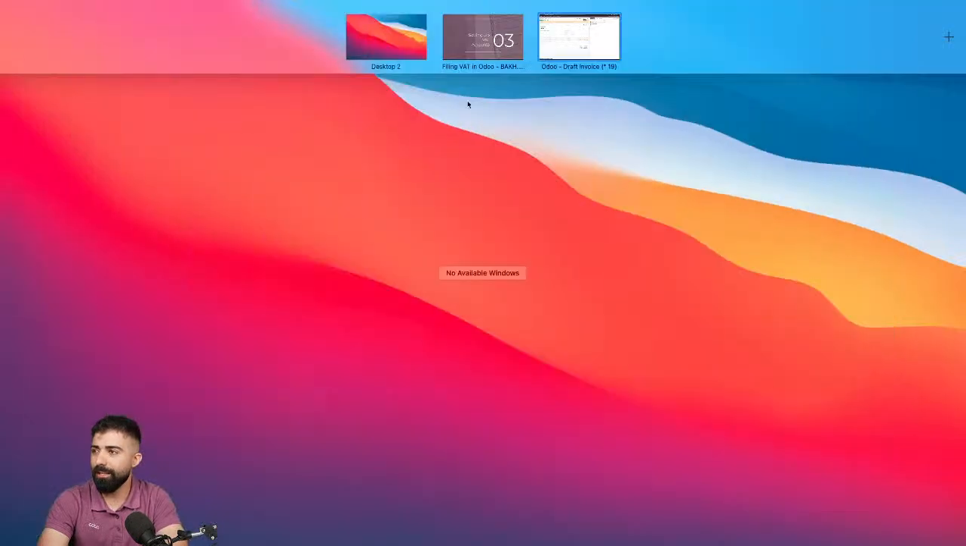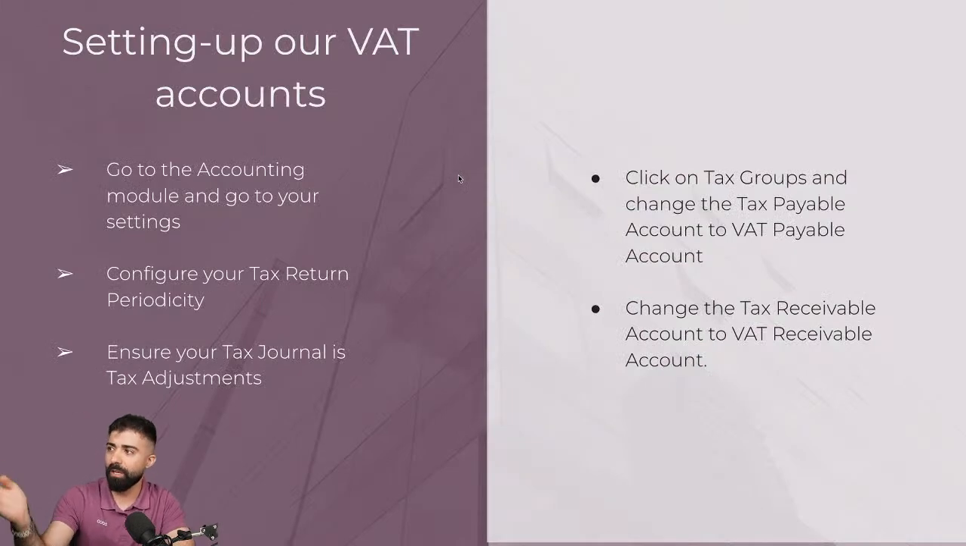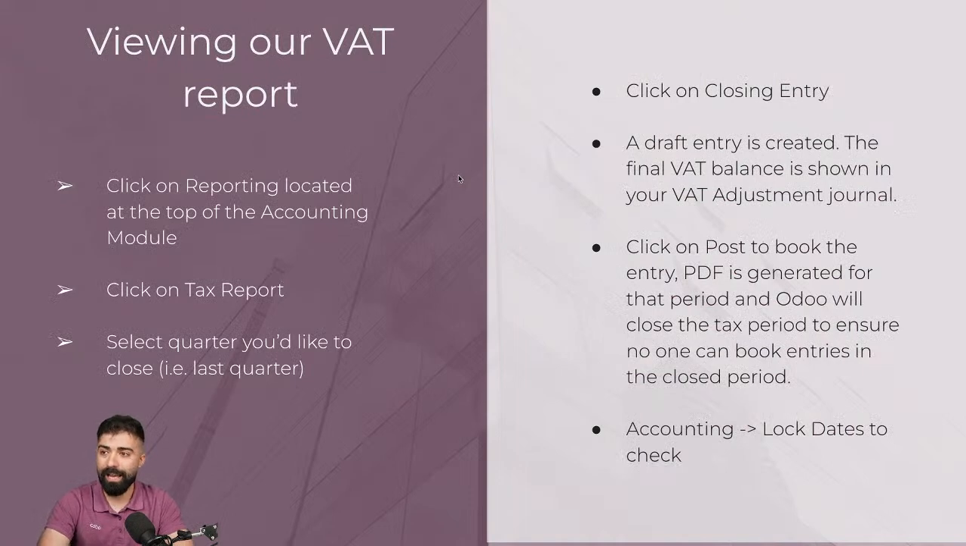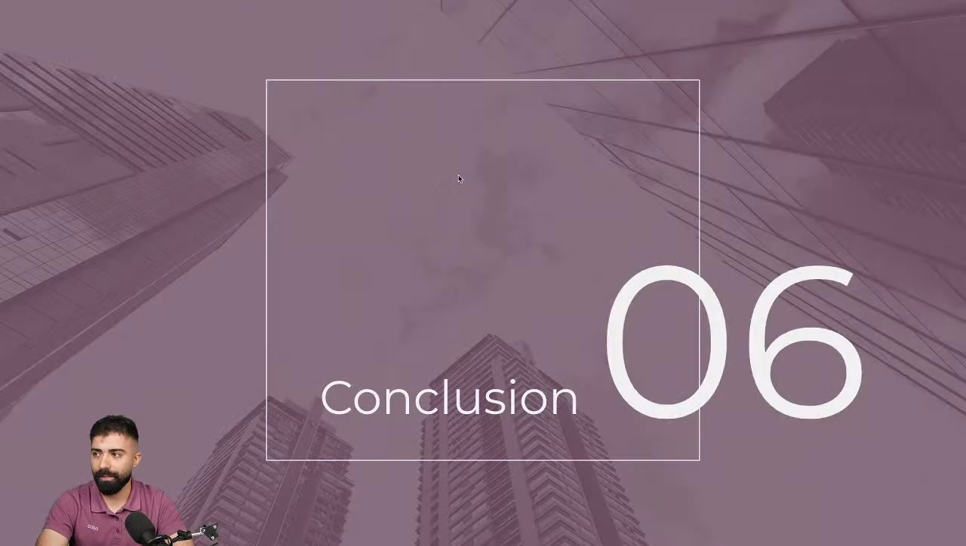So that essentially brings us to how to file VAT on Odoo. Just to summarize, we set up our VAT accounts. We created a VAT report, and we created an entry report. We posted it into a final tax report, and this showed us how much money we either owe to the government or how much money we can claim from the government. And we discussed the lock dates and the accidental entries. So again, lock dates will prevent any future invoices or vendor bills from affecting the tax period that we just closed. So that concludes how to file VAT in Odoo.